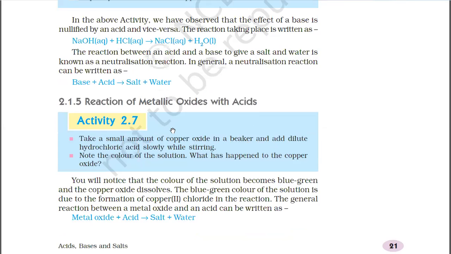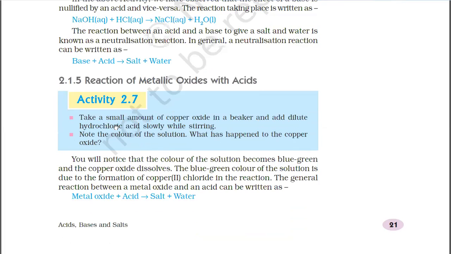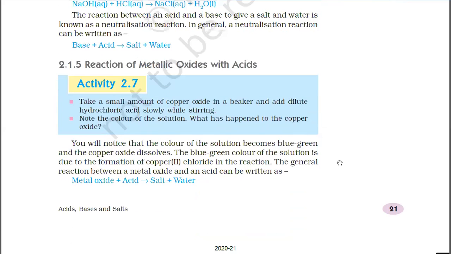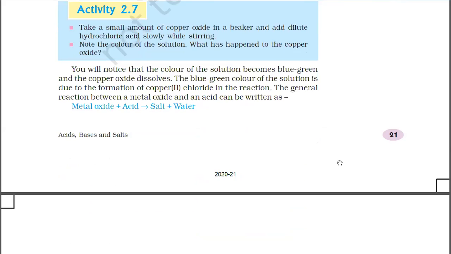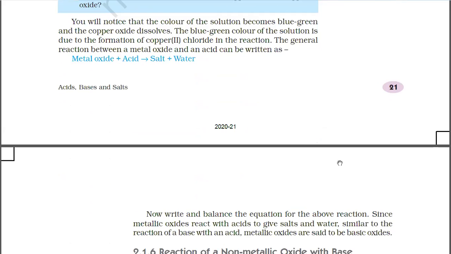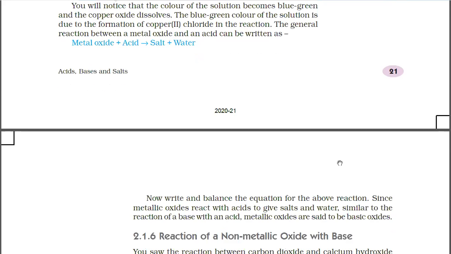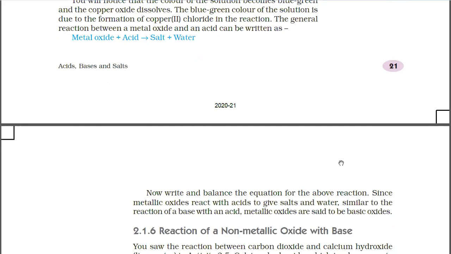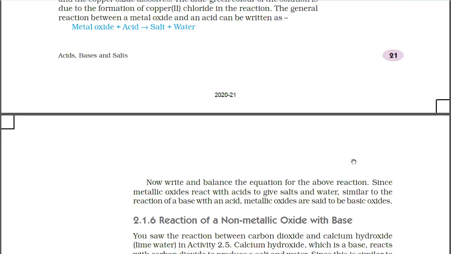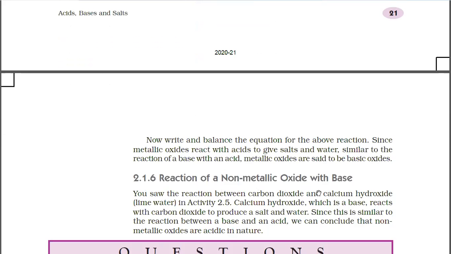Reaction of metallic oxides with acids. Activity 2.7. Take a small amount of copper oxide in a beaker and add dilute hydrochloric acid slowly while stirring. Note the color of the solution. What has happened to the copper oxide? You will notice that the color of the solution becomes blue-green and the copper oxide dissolves. The blue-green color of the solution is due to the formation of copper chloride in the reaction. The general reaction between a metal oxide and an acid can be written as: metal oxide plus acid gives salt plus water. Now write and balance the equation for the above reaction.